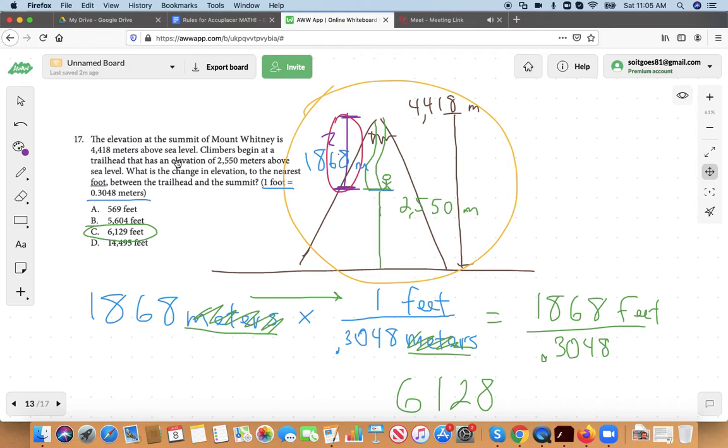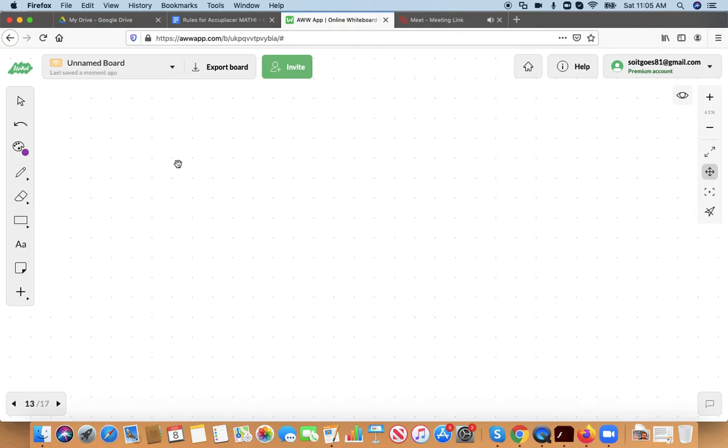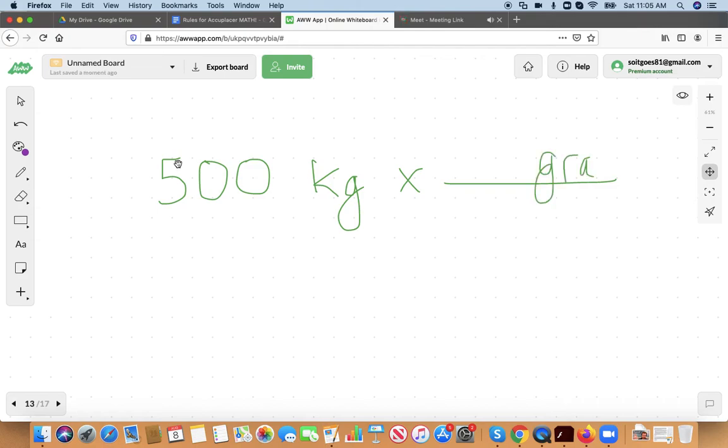I'm just going to clear this real quick. Remember, we had 500 kilograms, and they wanted to go into grams. So multiply by a conversion unit. What do we put grams in, the numerator or denominator? You're going to put grams up top, because we want to go into grams. And what do we put in the denominator? Kilograms. How many grams are there in a kilogram? Do you remember? I think it was 1,000. 1,000 grams in 1 kilogram.